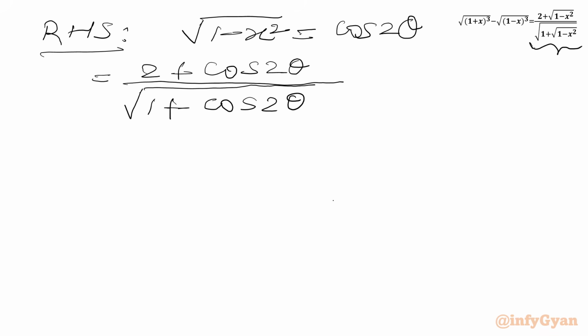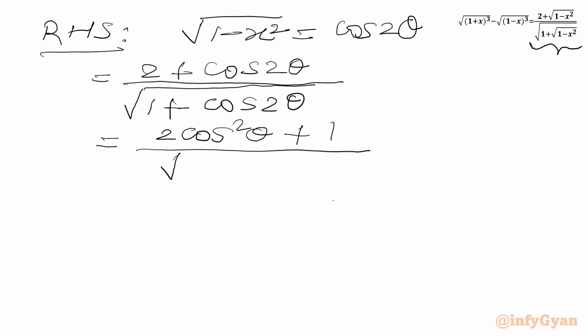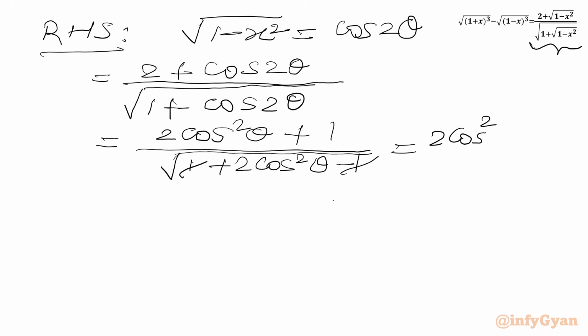Now we will use the cos 2 theta formula, 2 cos square theta minus 1. So we can write numerator 2 cos square theta minus 1 plus 2, which is plus 1. In the denominator, we will write square root of 1 plus 2 cos square theta minus 1. Plus 1 minus 1 will get cancelled out. So we will write here 2 cos square theta plus 1 in the numerator, and in the denominator we will write square root 2 cos theta.